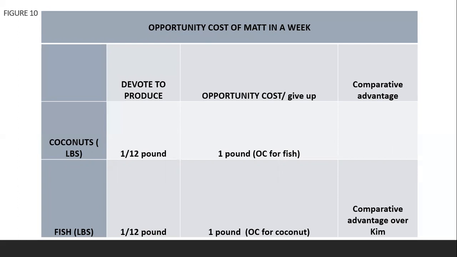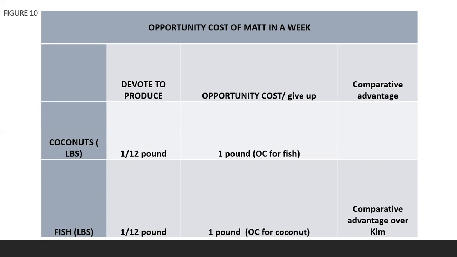production of coconut. Notice that for each person, the opportunity cost of producing one good is the reciprocal of their opportunity cost of producing the other. So that means that if one person has a comparative advantage in the production of one good, the other person must have a comparative advantage in the other good.